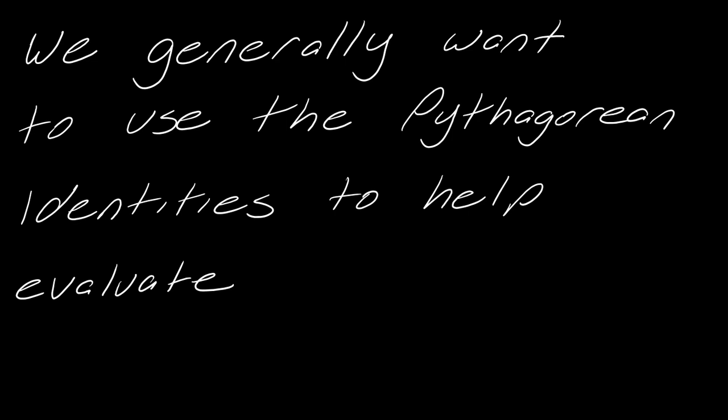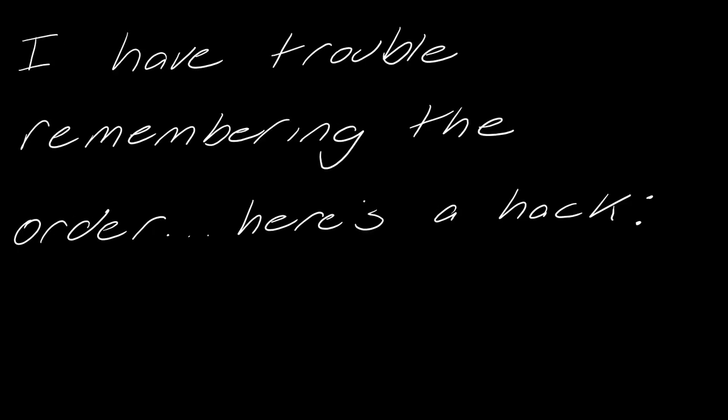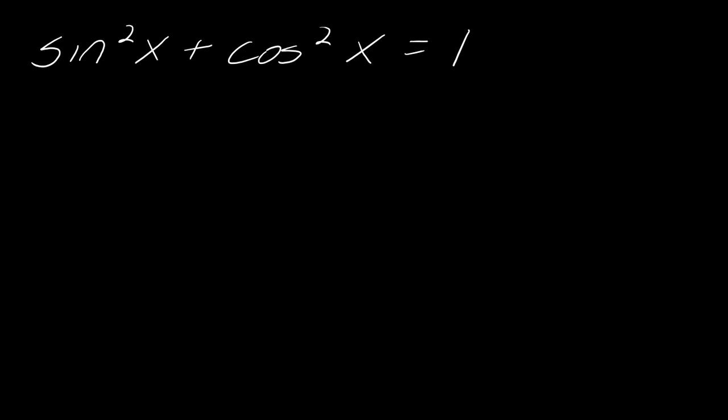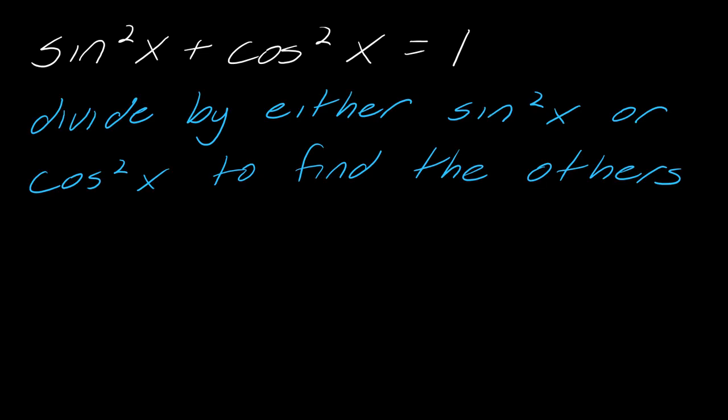The thing is, and maybe this is true for you too, but I have trouble remembering the order of those Pythagorean identities. I know I do this for a living, but I swear I have the memory of a hamster on some things. So there is a little hack if you are in that boat. Most people remember sine squared x plus cosine squared x equals 1. To get the other two identities, all you have to do is divide by either sine squared or cosine squared.